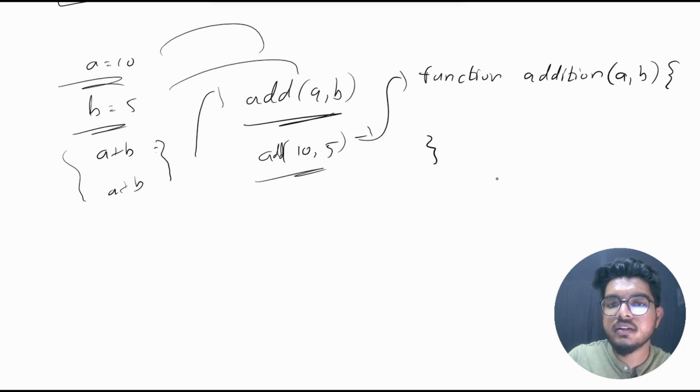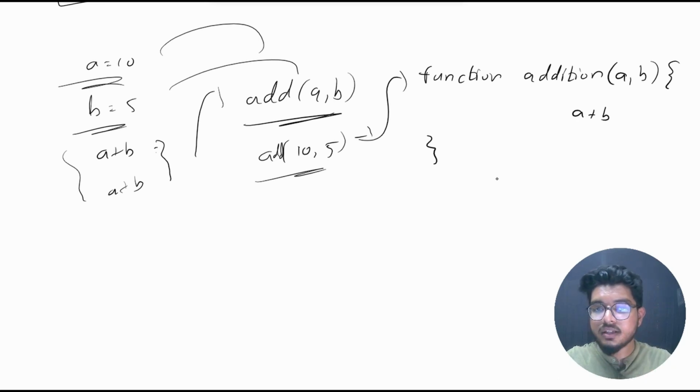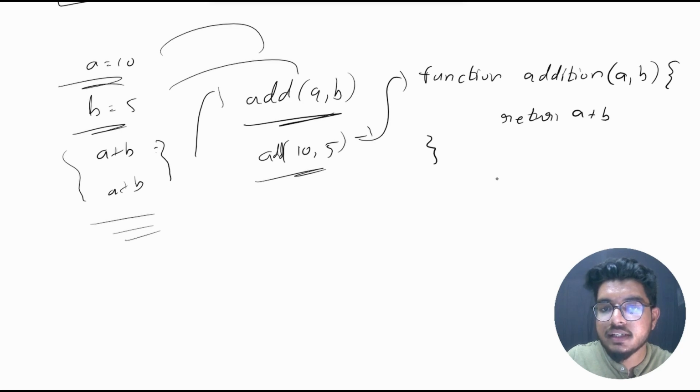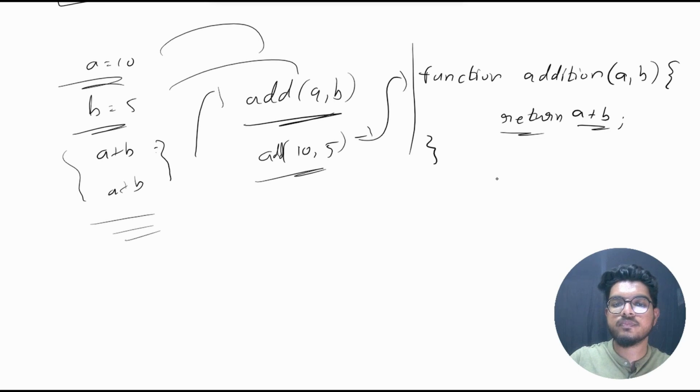What do you want to do here? You want to add two numbers, right? One more important thing: to print something you can directly write console.log, but if you want to use the value outside, then you have to write return. Return is nothing but a function returns something. This function is returning a plus b value. Clear?